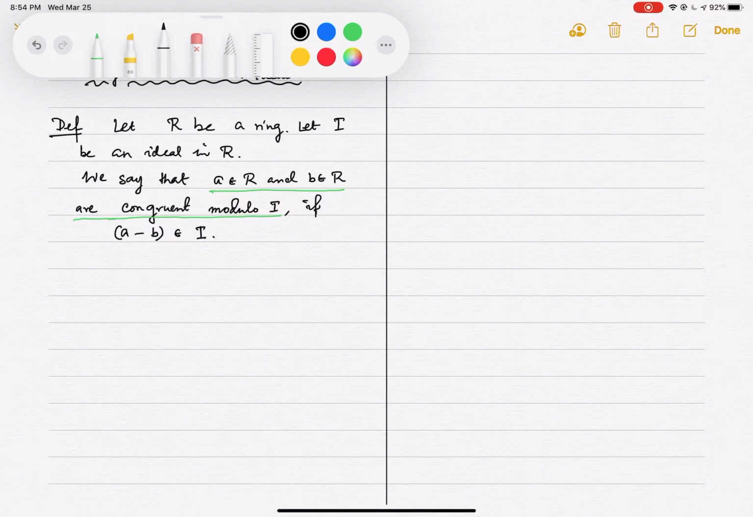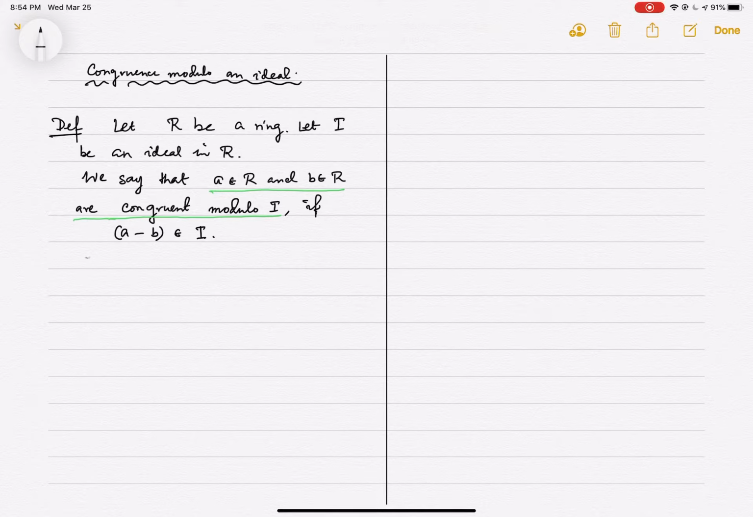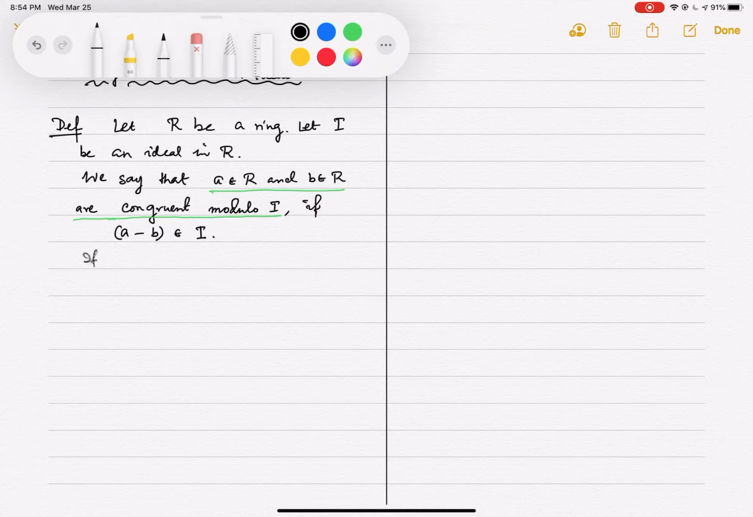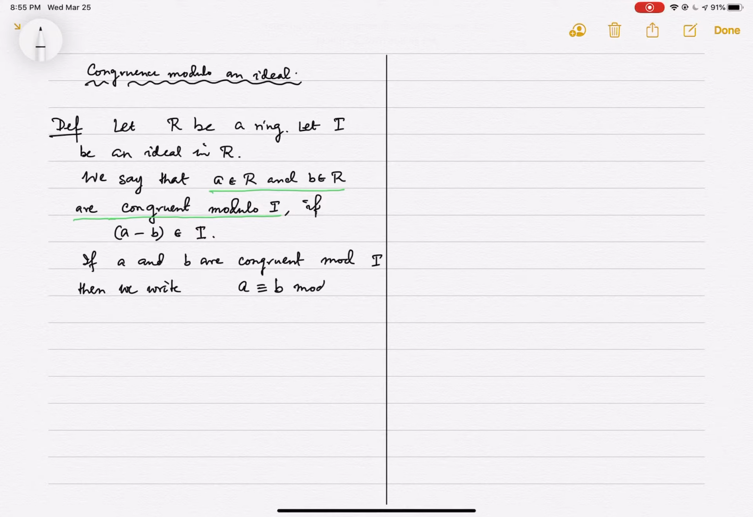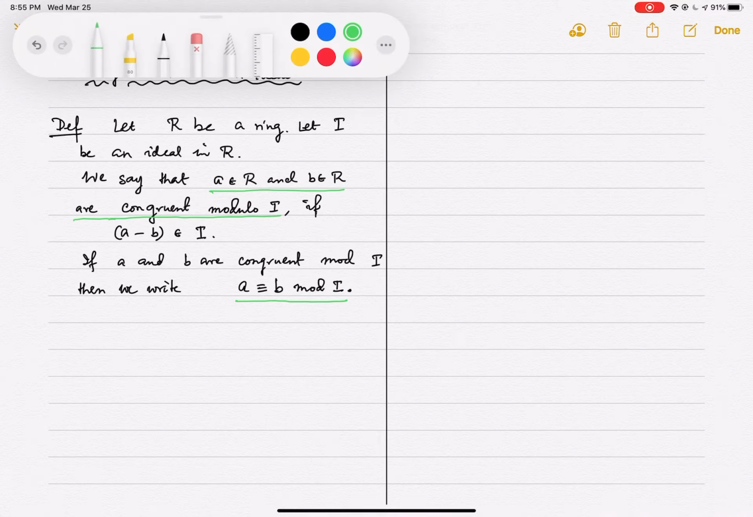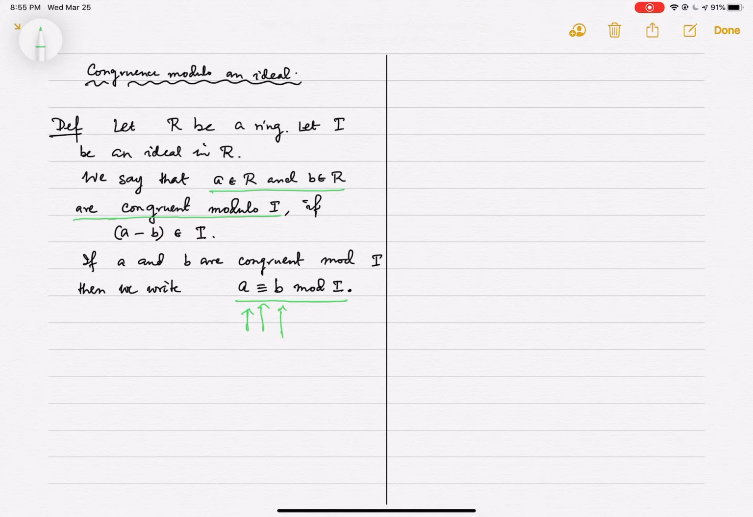And we'll have a notation for this. If A and B are congruent modulo I, we'll just say congruent mod I, then we write A ≡ B (mod I). That's the notation. That means A and B are congruent modulo I. You read that by saying A is congruent to B modulo I.